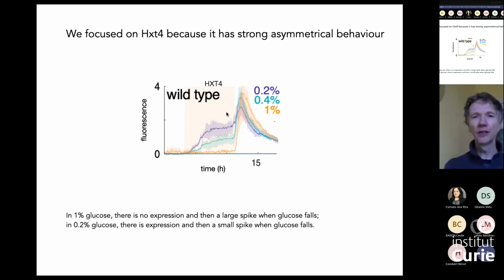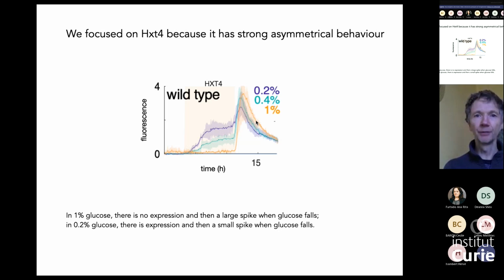And if we change the concentration of glucose into which the cells are moving, then the response is counterintuitive. You can see that if we put the cells in lower glucose, then we actually get higher expression of this transporter and a smaller spike, compared to high glucose, where there's no expression and a very strong spike when the glucose is gone.